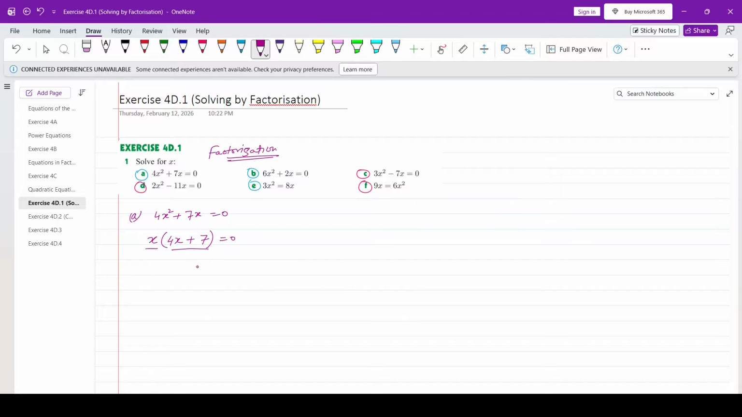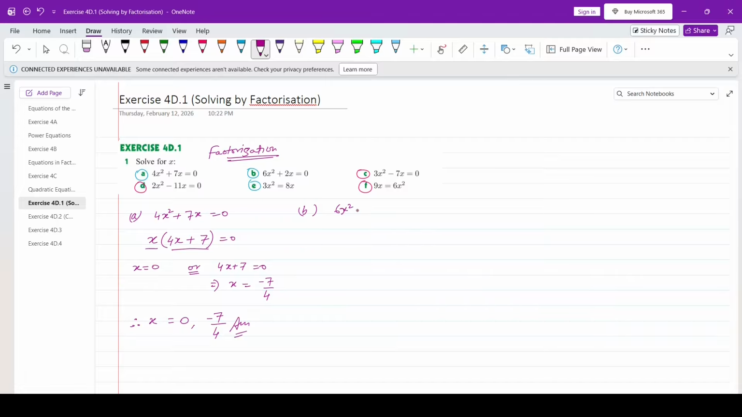Now to solve this, we can say either x is equal to 0 or 4x plus 7 is equal to 0. Solving this one, we get x is equal to negative 7 divided by 4. Therefore, we can say x is equal to 0 or negative 7 by 4. That's the answer. B.